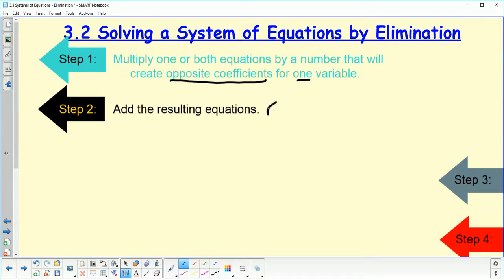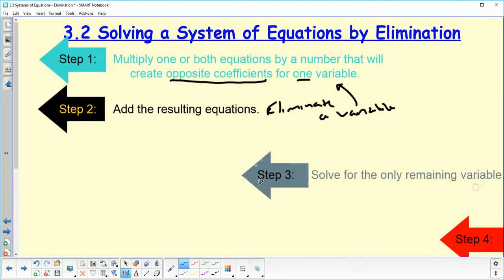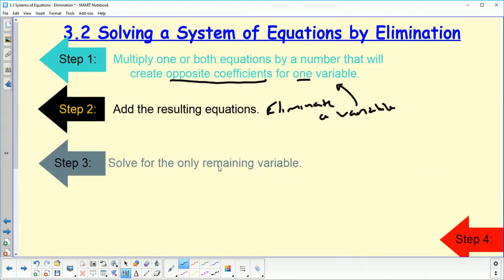This should eliminate a variable. And in fact, it should eliminate that one variable that had opposite coefficients. If it does not, for some reason, eliminate one variable, you made a mistake in step 1, and you need to go back and try to fix that. And since there is only one remaining variable, you're just going to solve that one equation to figure out what that variable is.